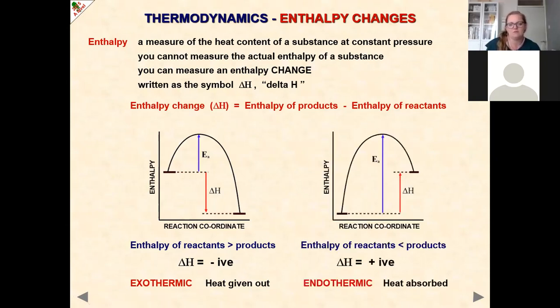In comparison, we've got the opposite with an endothermic reaction. We have a lower enthalpy of reactants than enthalpy of products. This is our activation energy. Therefore, our enthalpy change will be positive because our reactants have a lower enthalpy than our products, which means it's an endothermic reaction, meaning heat is going to be absorbed.